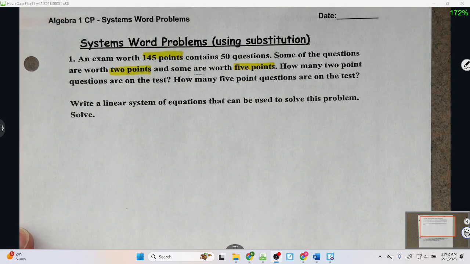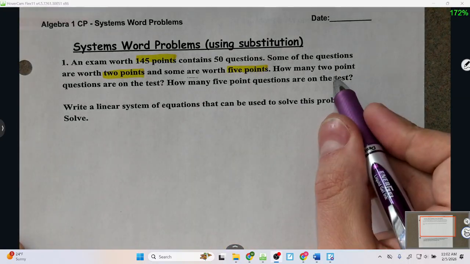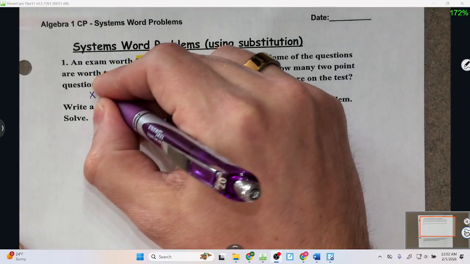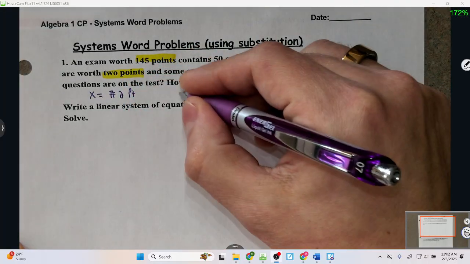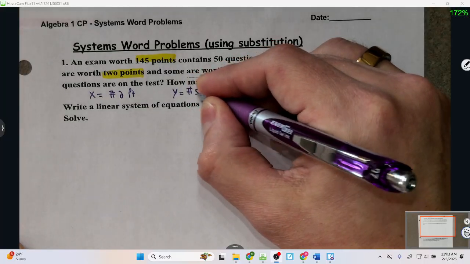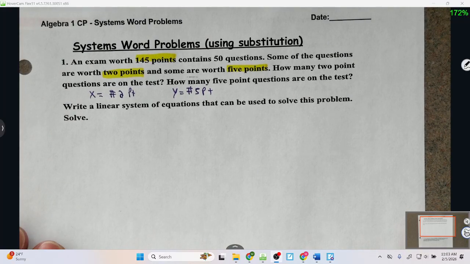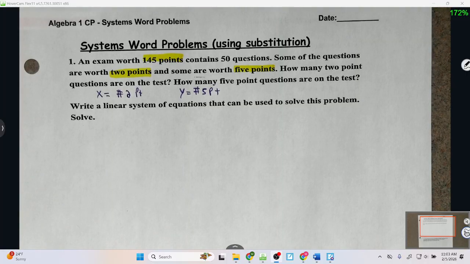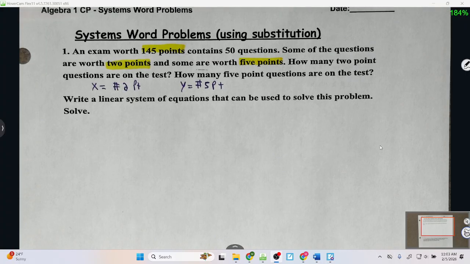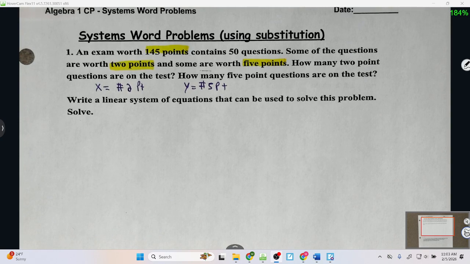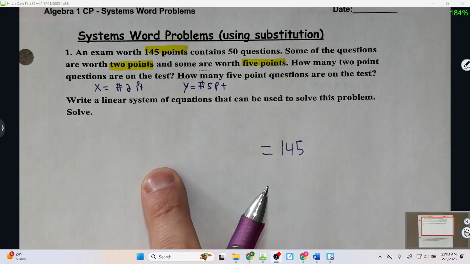So I want you to think about this. I want to know how many 2-point questions are on the test. So why don't we say X is the number of 2-point questions? And why don't we make Y equal the number of 5-point questions? Now here's my question to you. We need a total equaling 145 on this test. So when we go to the right side and start an equation, I want that whole equation to equal 145, the total amount of points.